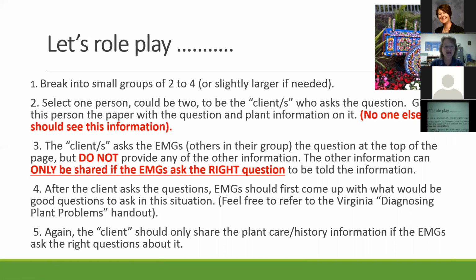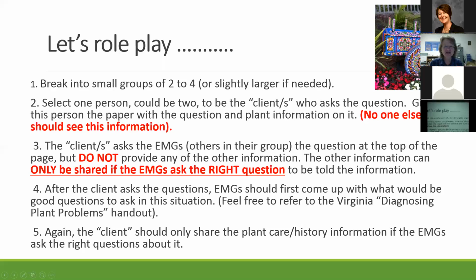At the top of the page there's a line with a bunch of asterisks on it. Whoever the client is, you can tell the other master gardeners what the time of year is, and you can ask the question. But then I want you to stop. I don't want you to share any other information on that paper or show the picture to the others until they have asked the right question to gather that information. What you're doing here is practicing asking the right questions.